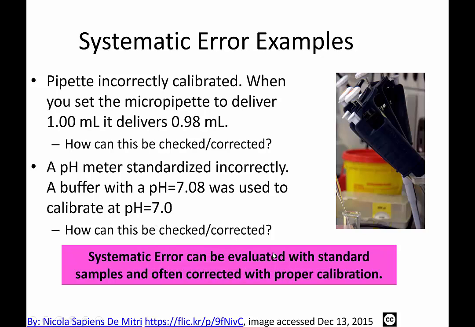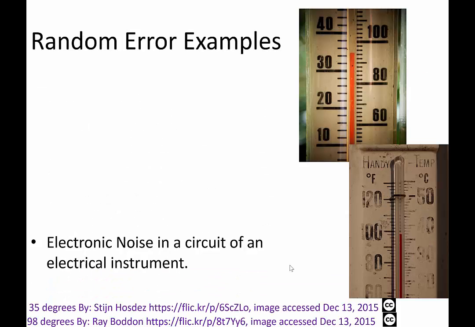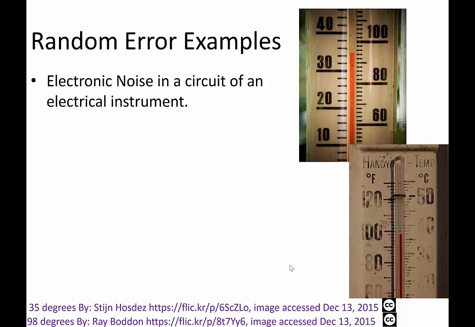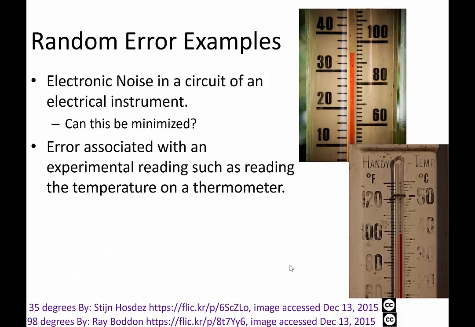So systematic error can be evaluated with standard samples, and it can often be corrected with proper calibration. So systematic error, again, we can usually remove a lot of. We can also have random error. Two examples are electric noise in the circuit of an electrical instrument that's giving you noise in your spectrum that you're collecting on a spectrometer, or error associated with an experimental reading such as temperature on a thermometer. So we can also think about how we could minimize these.